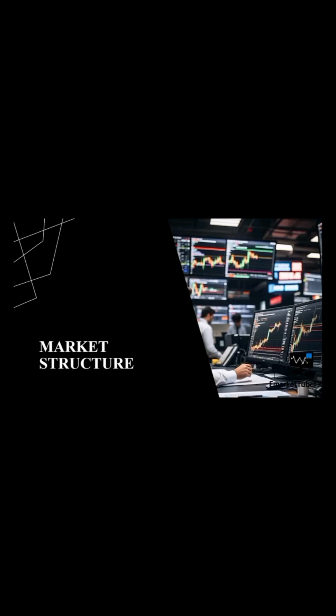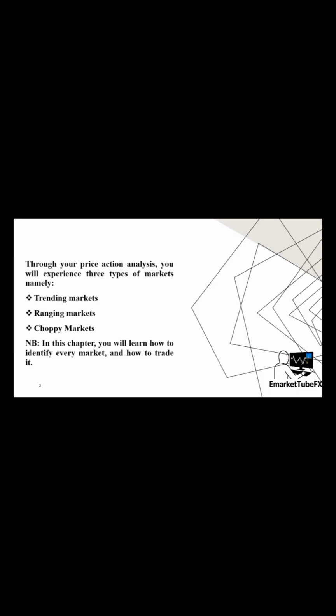As you can see on your screen, we are going to look at market structure. Through your price action analysis, you will experience three types of markets, namely trending market, ranging market, then choppy market. In this chapter, you will learn how to identify every market and how to trade it, which is very important. As you make an attempt to identify the market structure, it will help you to know where price is heading, and then how do you trade it? We are also going to look at it today.